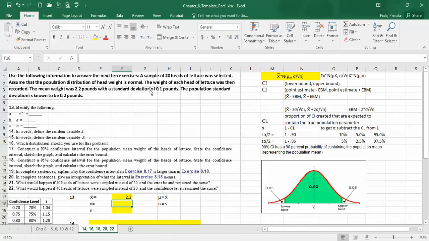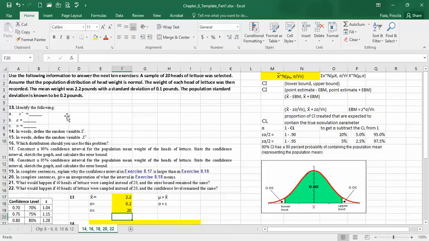What is my standard deviation of my population? Not the standard deviation of the sample. The sample symbol is just the small letter s. The population has its own symbol. The population standard deviation is known to be 0.2 pounds. What is my sample size? n for sample, a sample of 20 heads of lettuce, so 20. So we completed 13.